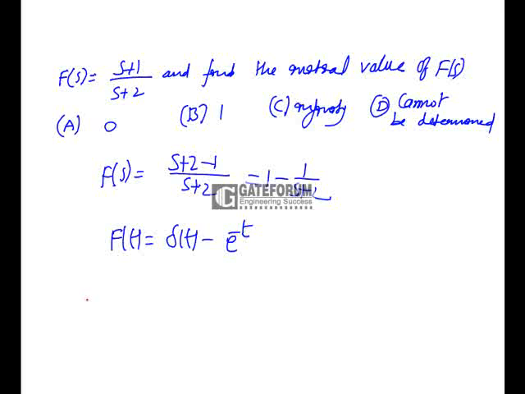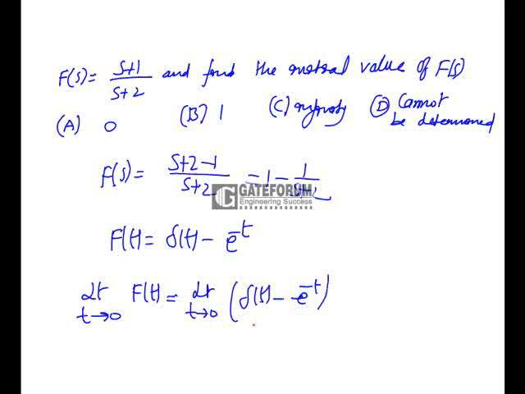To find the initial value of f of t, that means limit t tends to 0 of delta of t minus e power minus t. When you go through the initial value theorem derivation, the initial value theorem is not valid for impulse functions. Here f of t contains impulse functions. Since the initial value theorem is not valid for impulse functions, the initial value cannot be determined, is the answer, option D.